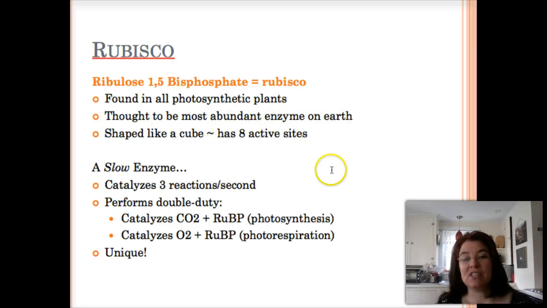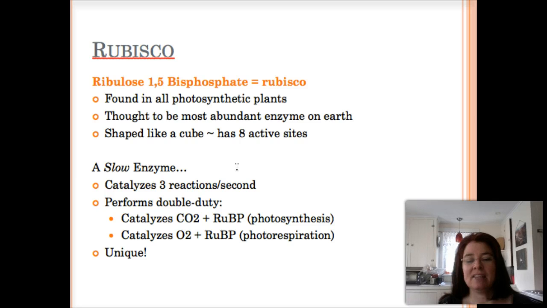The other thing that's interesting about RUBISCO is that it's particularly slow. It's thought to be a very ancient enzyme, and it's only capable of catalyzing about 3 reactions per second. And if you remember, some of the enzymes we've talked about in our course have been able to do as many as 50 reactions per second or 500 reactions per second. So this is a relatively slow enzyme in its ability to perform catalysis.